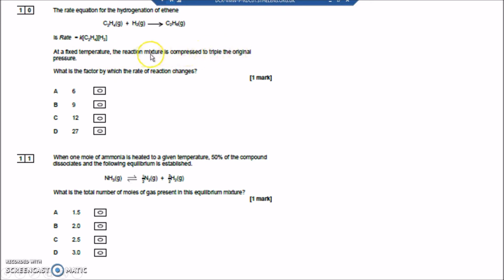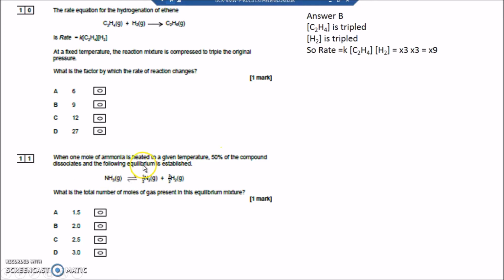So if you compress a gas to triple its original pressure, you make the particles into a smaller volume, a third of the volume. So if you compress it, you make it 3 times more concentrated. So your ethene is getting 3 times more concentrated, and your hydrogen is getting 3 times more concentrated. So your concentration of ethene is multiplied by 3, and your concentration of hydrogen is multiplied by 3. 3 times 3 is 9. Your answer's B.